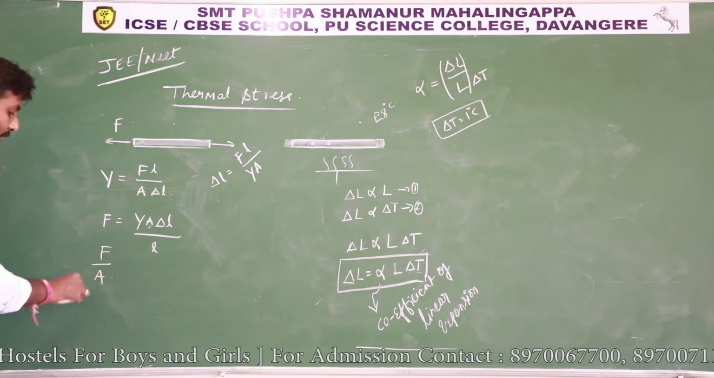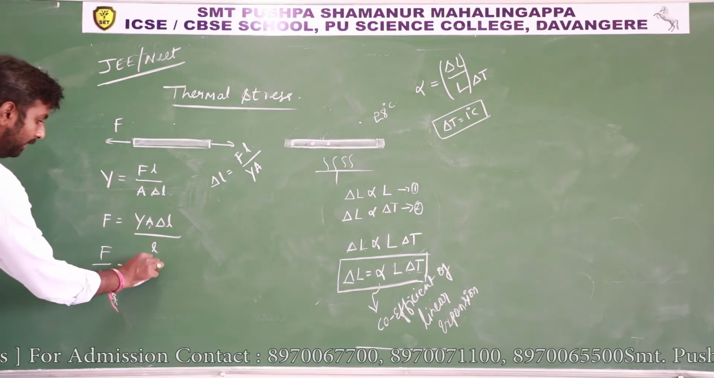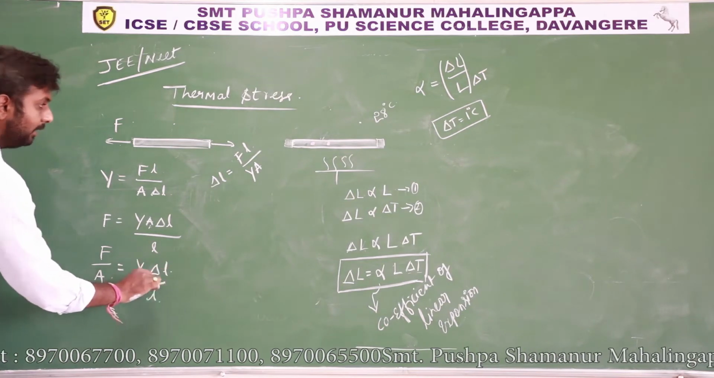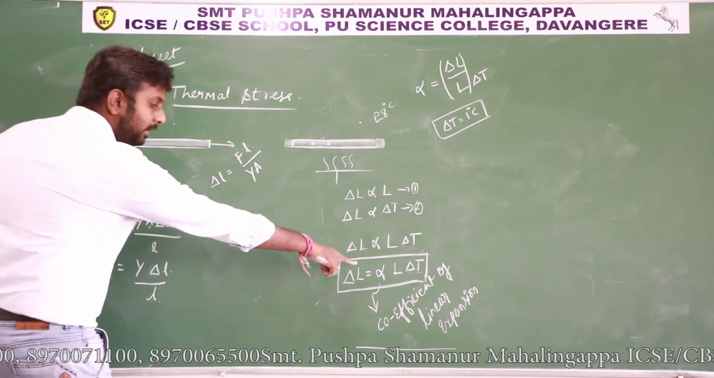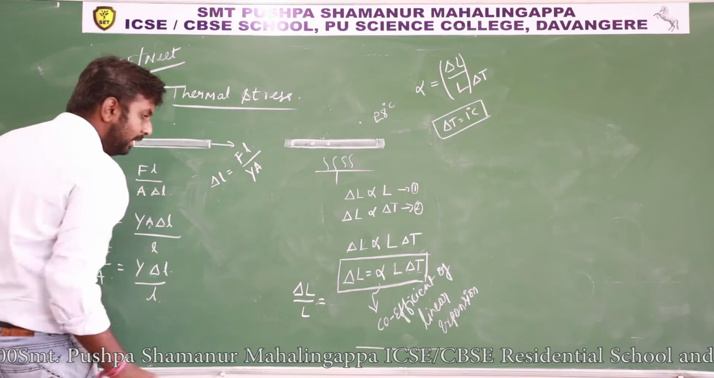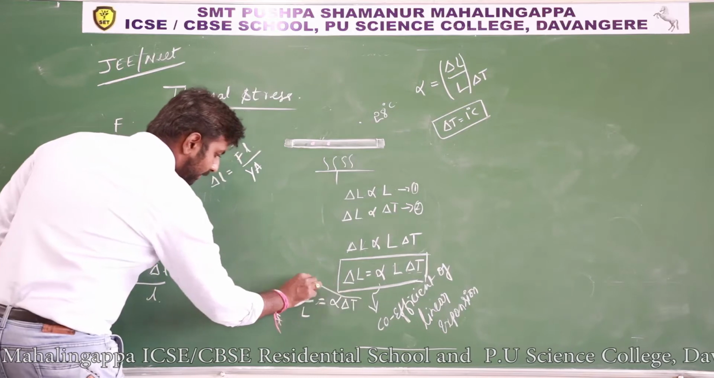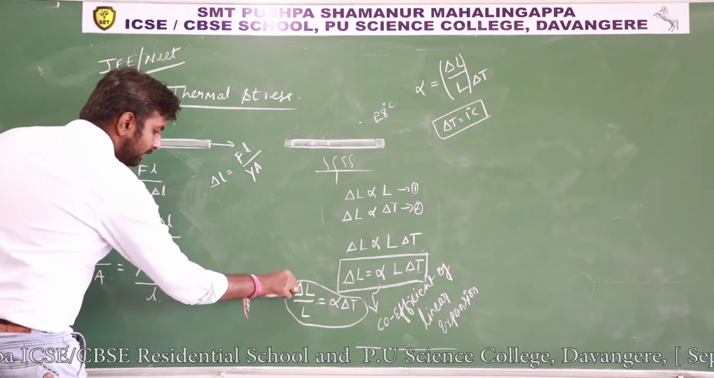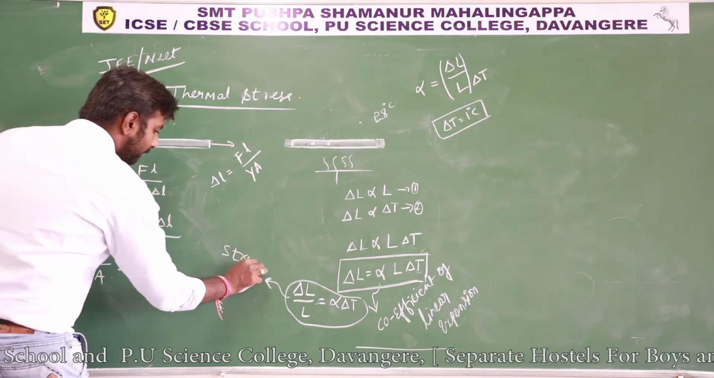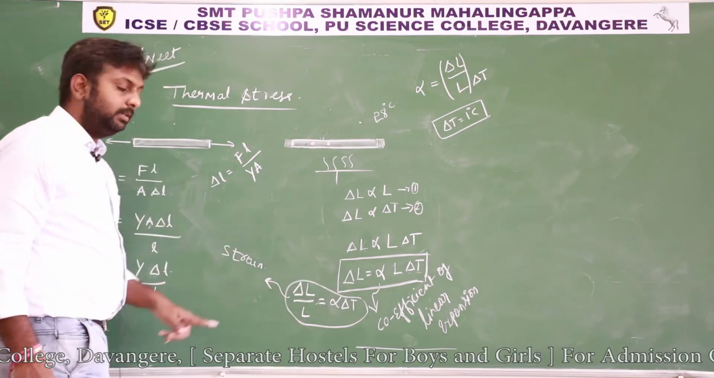Force by area is called stress. And what remains? Y delta L divided by L. In this formula you can see delta L by L, which you can write as alpha into delta T, isn't it? This change in length by original length, or fractional change in length, we define in mechanical properties of solids as strain. Due to heating, the strain formula is alpha into delta T.